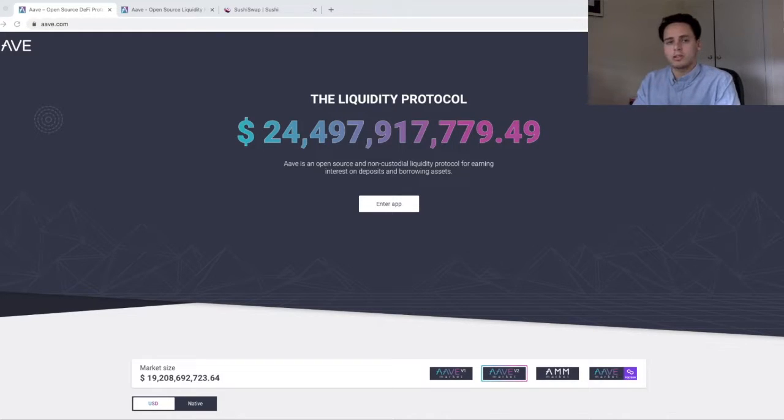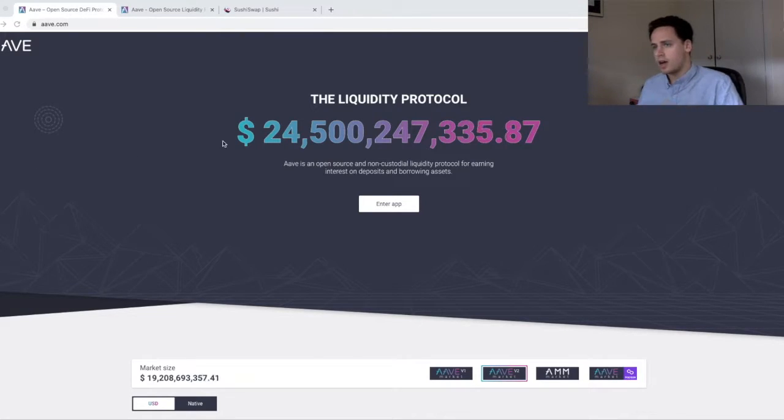The Polygon blockchain is a Layer 2 sidechain for Ethereum and has gained in popularity since these big DeFi protocols have been launching on the Polygon blockchain, and since Ethereum Layer 1 has been relatively congested and has caused high transaction fees. So for smaller users, the Polygon blockchain, as well as other blockchains, has become a really popular blockchain to use.